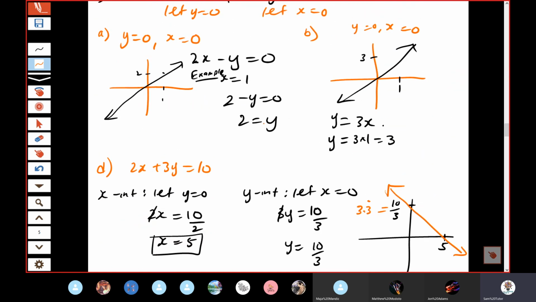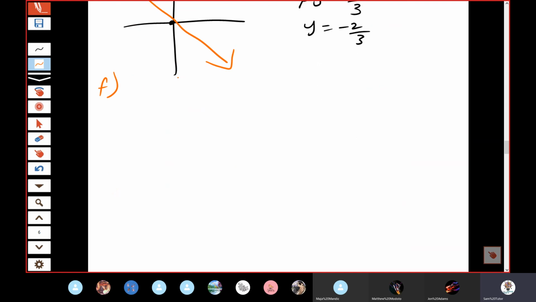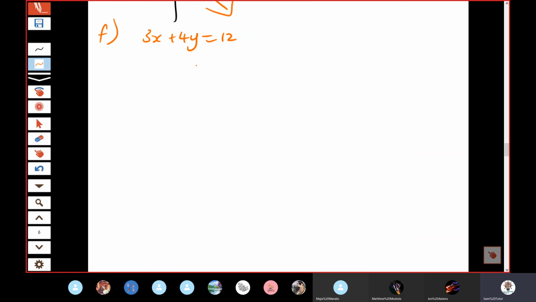Last one, F. D and F are the ones I was most interested in. So F, 3x plus 4y equals 12. Lucky last one. 3x plus 4y equals 12. Let's do it. When x is 0, this is gone. You're going to be having 4y equals 12, which means y equals 3.